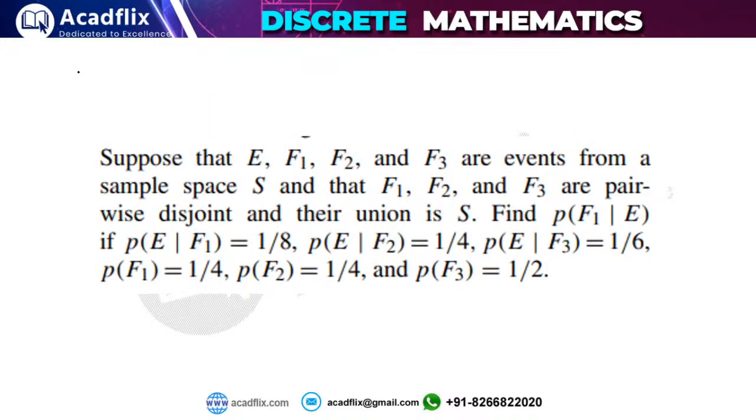Let's solve this question. Try this question. Suppose that E, F1, F2, F3 are events from a sample space S, and F1, F2, F3 are pairwise disjoint. Their union is S. Find P of F1 given E if all these values are given. So all these values are given. You need to find F1 given E.